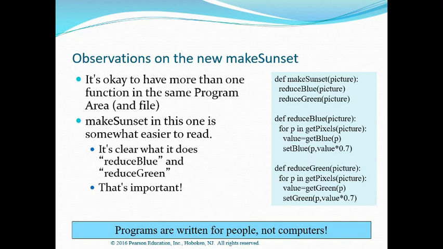It's okay to have more than one function in the same program area and file. Make sunset is this one, which is somewhat easier to read. It's clear what it does: reduce blue and reduce green. And that's important. Programs are written for people, again, and not computers.